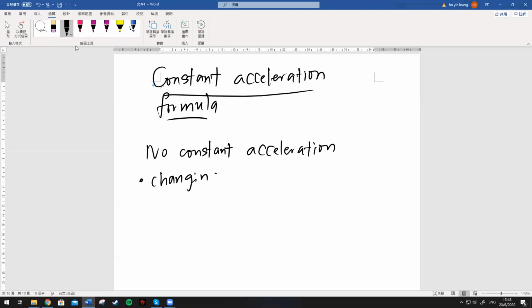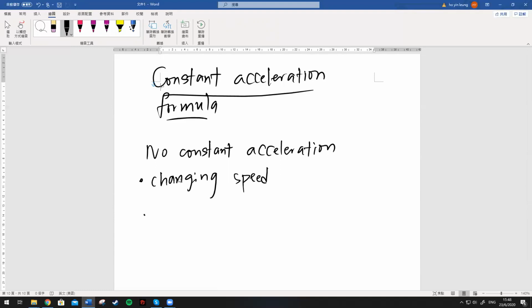Then there's no constant acceleration. Now, actually, there is another situation in which there's constant speed but no acceleration. Remember, acceleration has a direction, right? So if your acceleration is changing in direction, then the object does not have a constant acceleration as well.